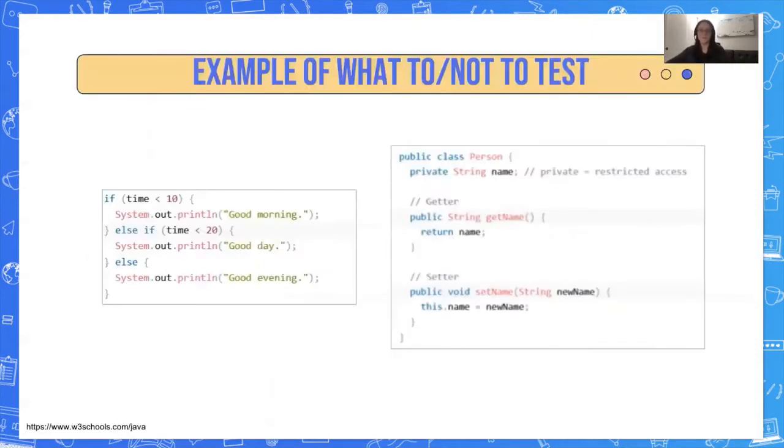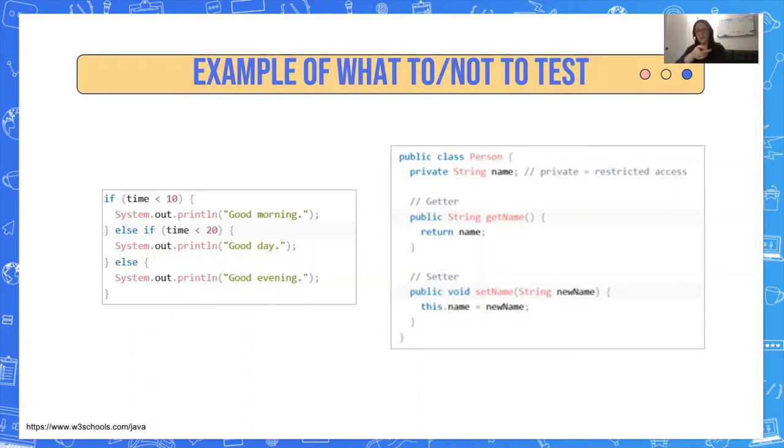Let's see here a brief example of what to test and another example of what not to test. So on the left, we have a system that is supposed to answer which greeting you use when you're saying goodbye before 10 a.m., before 8 p.m., or 8 p.m. or later. So you would like to make sure that depending on the time, you are having the good answer. So good morning, good day, or good evening.